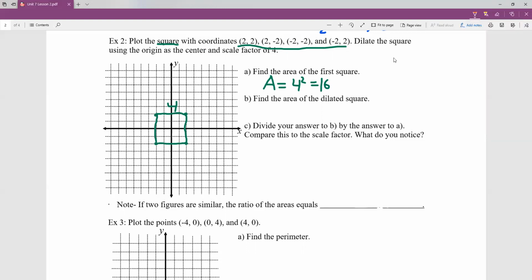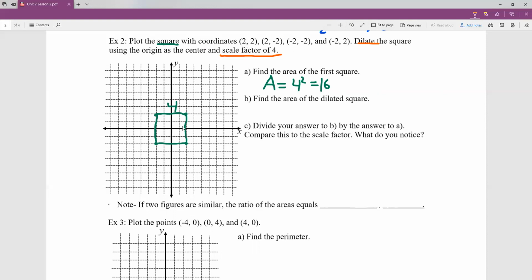Now they want us to dilate the square using the origin as the center and a scale factor of 4. Okay, so what that means, if you think back to one of our first units on transformations, dilating means that we are going to be multiplying each of our original points by 4. So both the x and the y are being multiplied by 4. So to do that, (2, 2) is going to turn into (8, 8).